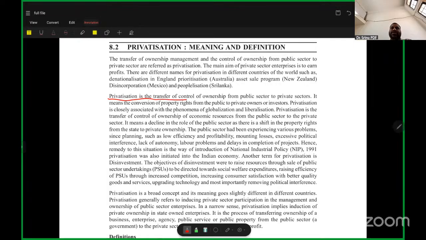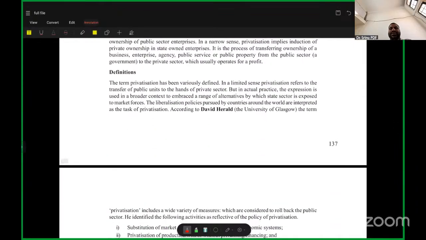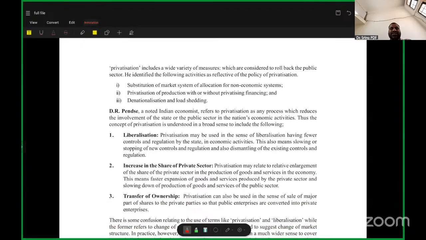So it means we are going to transfer the ownership from government to private parties. So what is the definition of privatization? Privatization includes a wide variety of measures which are considered a rollback of the public sector. So different definitions are there. You can go through them once.